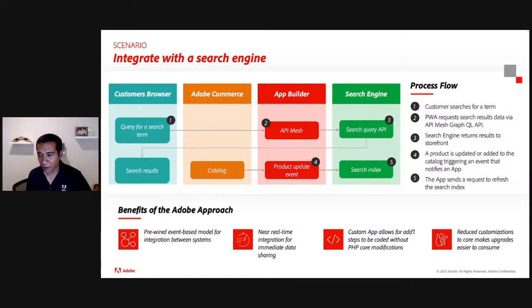However, there's a second use case of making sure your results are always refreshed and up to date. And in that case, you can use IO Events in addition to API Mesh. So both of those being used together. Whenever there is a change to the product catalog, we can emit an event to IO Events. And there you can have an app sitting in App Builder that subscribes to that event. Once it gets it, it can indicate to the search engine that a product has been added or updated or even removed. And then the search engine can trigger the reindexing of that so that you always get fresh results on search back to your storefront.